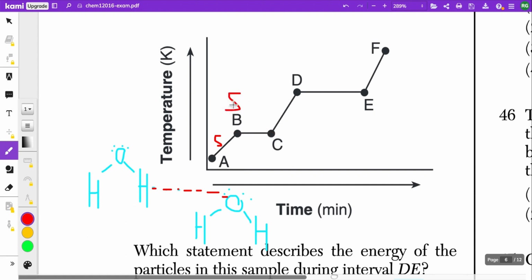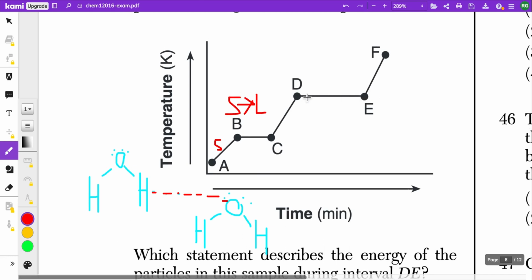going from a solid to a liquid, okay? So whenever you have a straight line in your heating curve, it represents a phase change. So in this case, DE represents when you're going from a liquid to a gas. BC represents when you're going from a solid to a liquid.